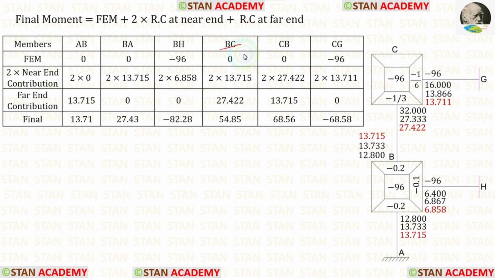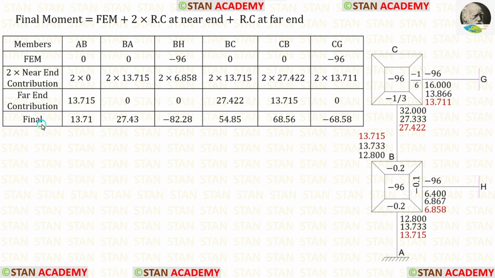For BC, the far end is CB. In CB, the contribution is 27.422. For CB, the far end is BC. In BC, the contribution is 13.715. For CG, the far end is GC. In GC, the contribution is 0.